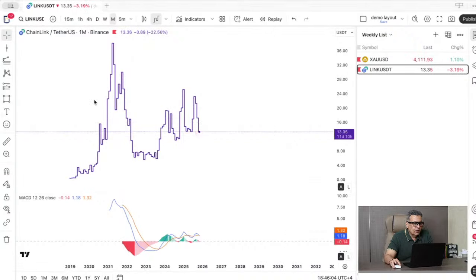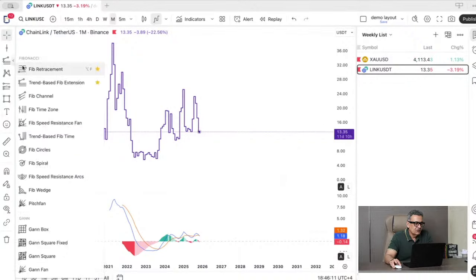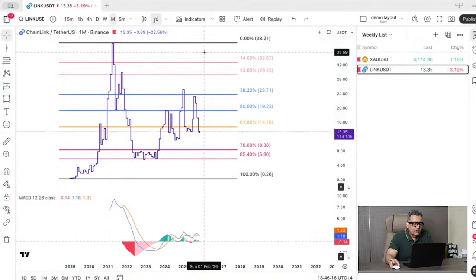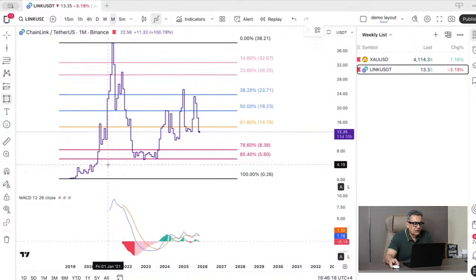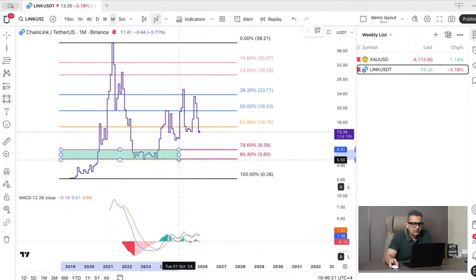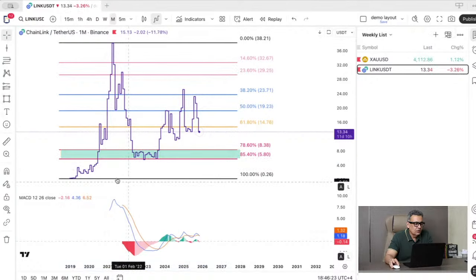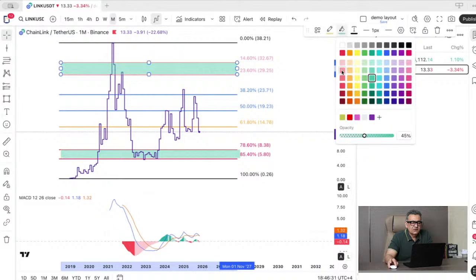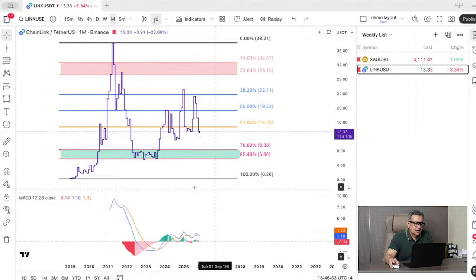On the monthly chart we get to see a parabolic rise here. So I'm going to apply my first Fib retracement from the lowest of the chart to the highest of the monthly chart. Applied. And I'm going to highlight the major zones of Fib retracement here. The 78 to 85 zone is a solid support zone, and 14.6 to 23.6 is to be taken as a solid resistance area. Highlighted.